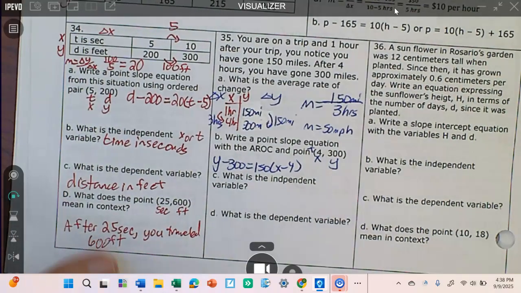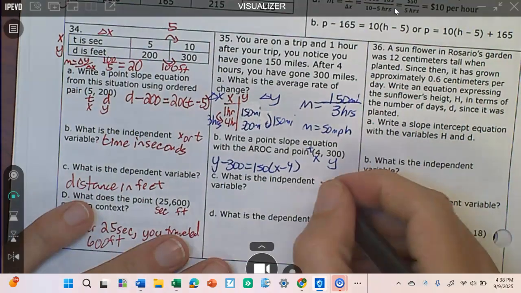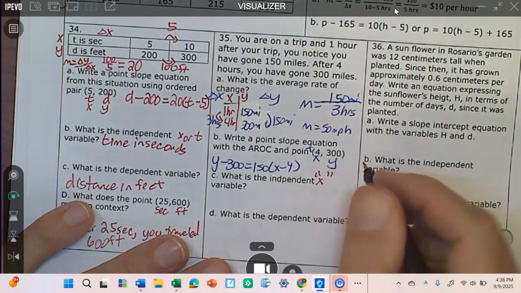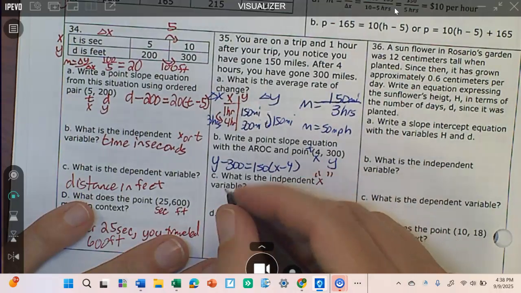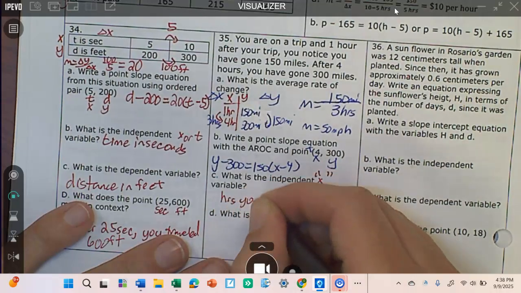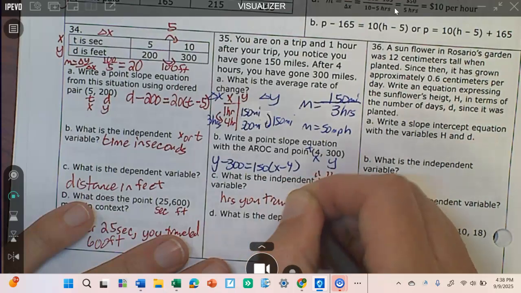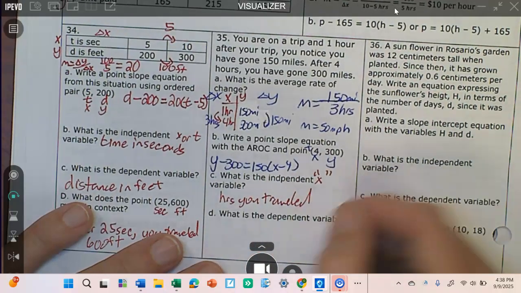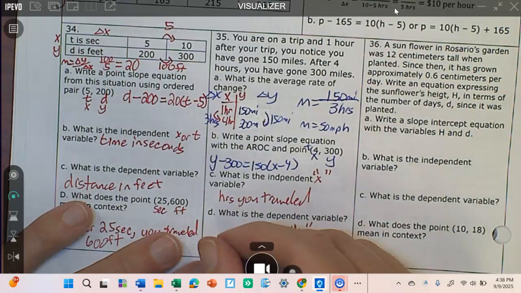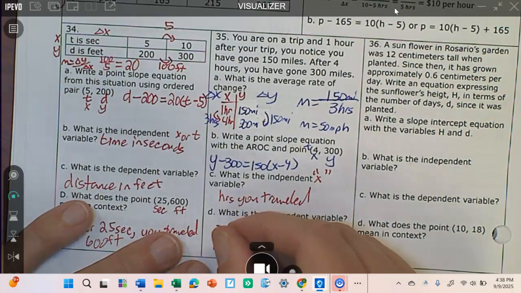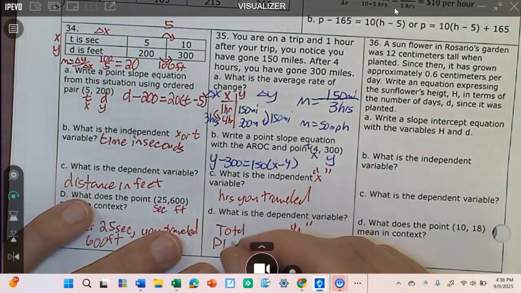Change that spelling. What's the independent variable? It's the one we control. And in this case, it's time. The dependent variable is y, is this total distance traveled.